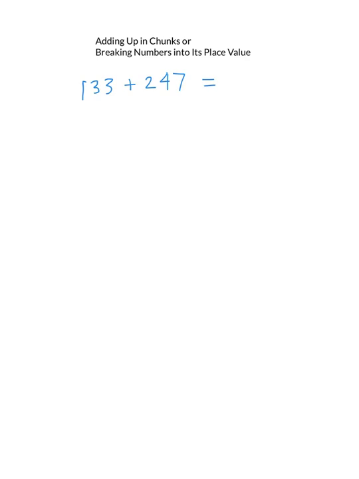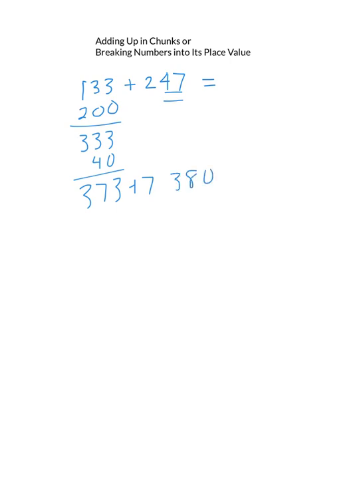So if we think about adding up in chunks, well, adding up in chunks would be like, okay, we have 133, well, we can add 200 to that. That gives us 333. But remember, we still have 47 left to add. So then we can add 40. That gives us 373. And then we still have 7 to add to that, so we know our answer is 380. That's adding up in chunks.